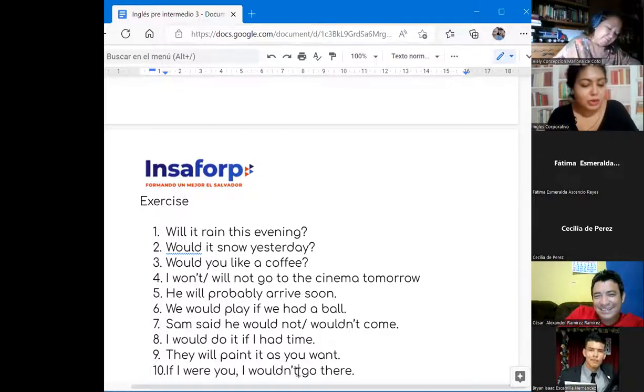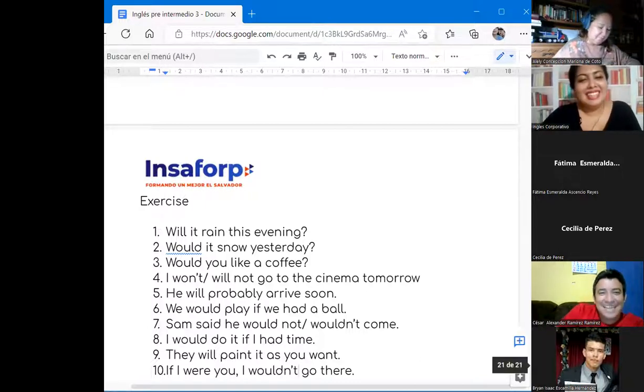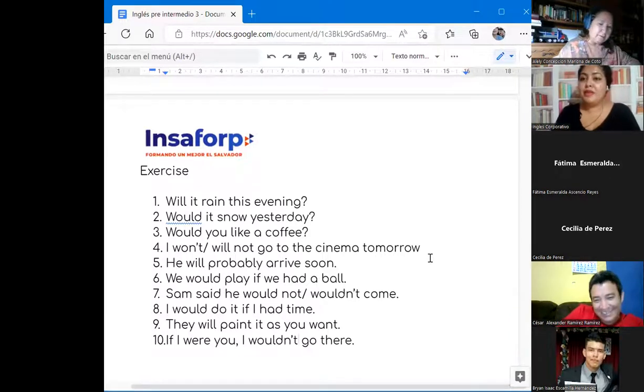Pero como no fui tú, sí fui. So in this case, we have this kind of sentences. En este caso, solo tenemos oraciones bastante cortas y un poco sencillas para hacer el uso del will y would.